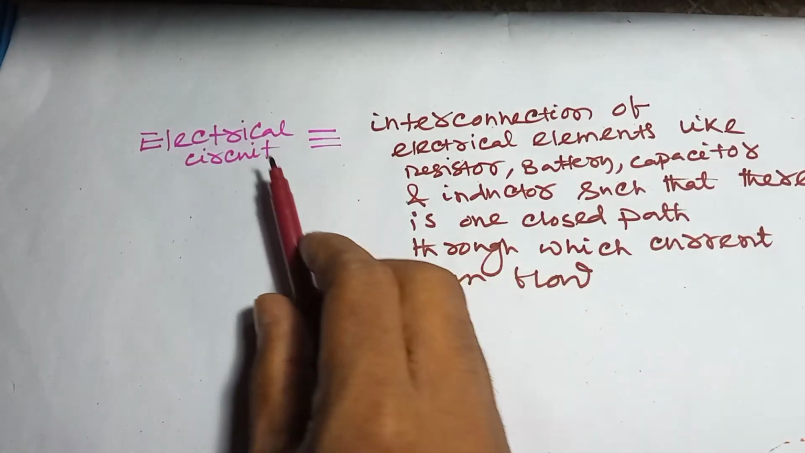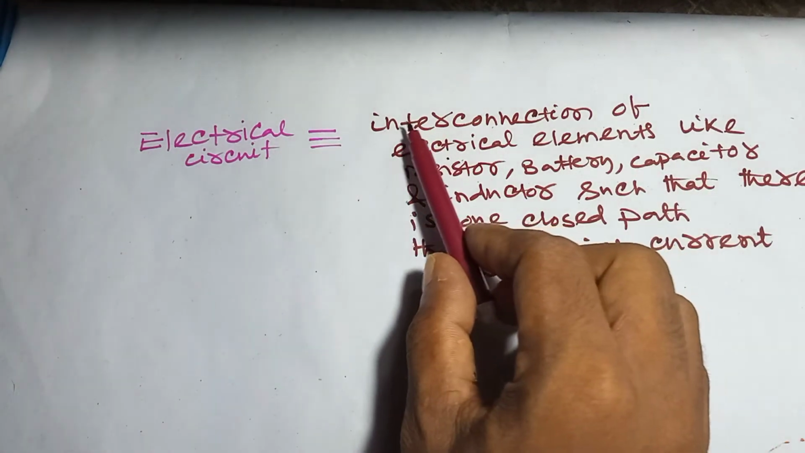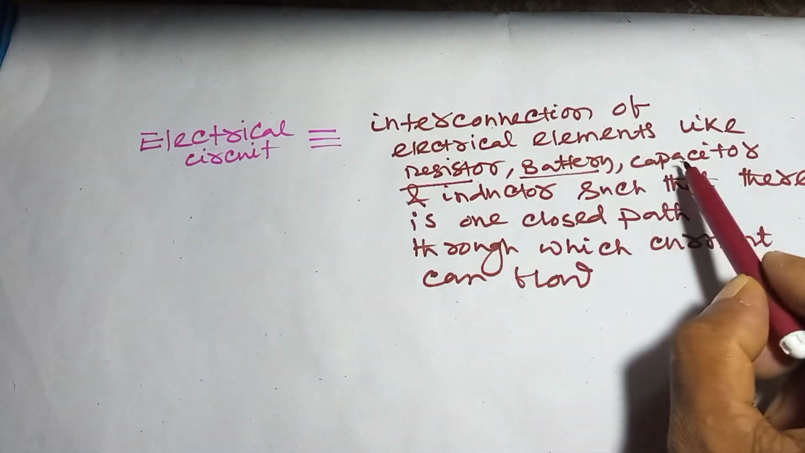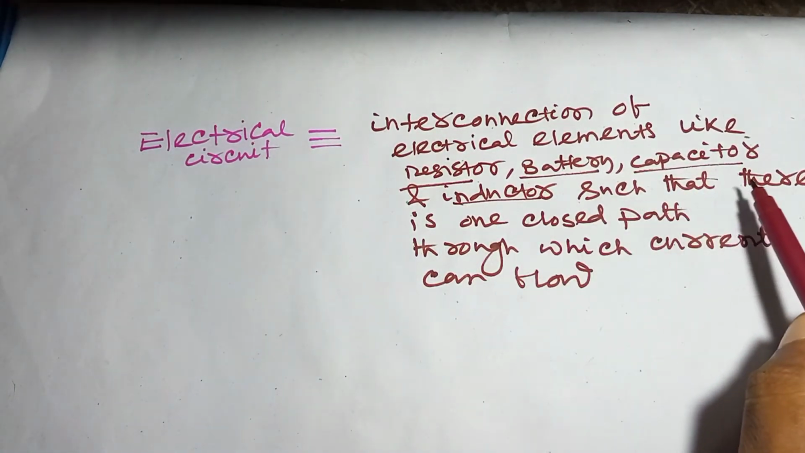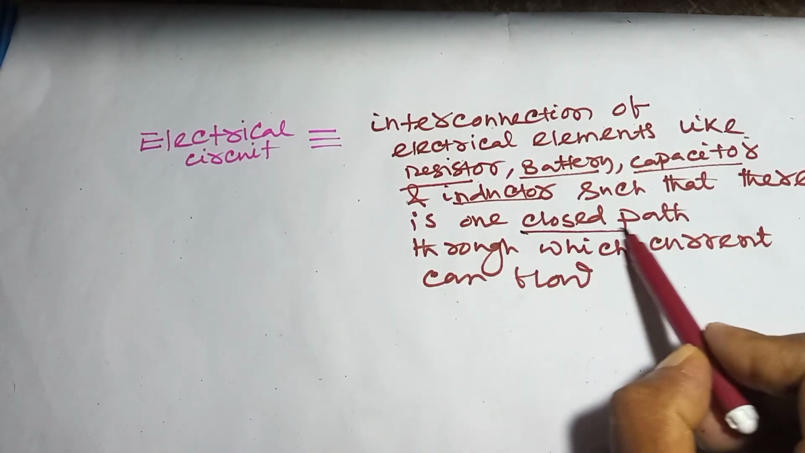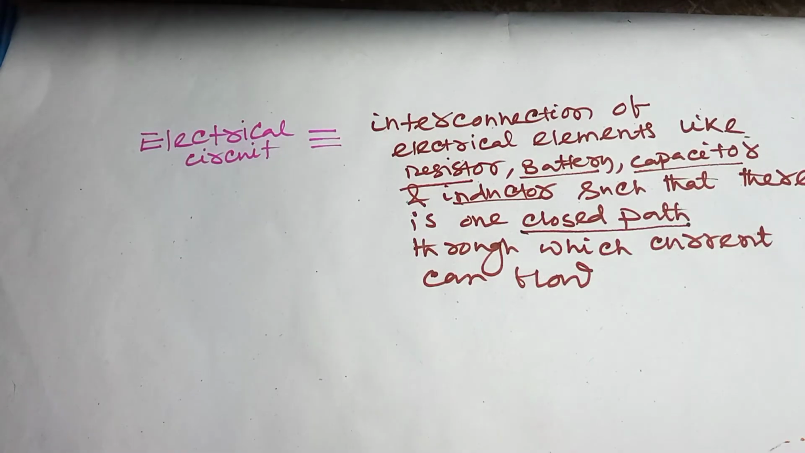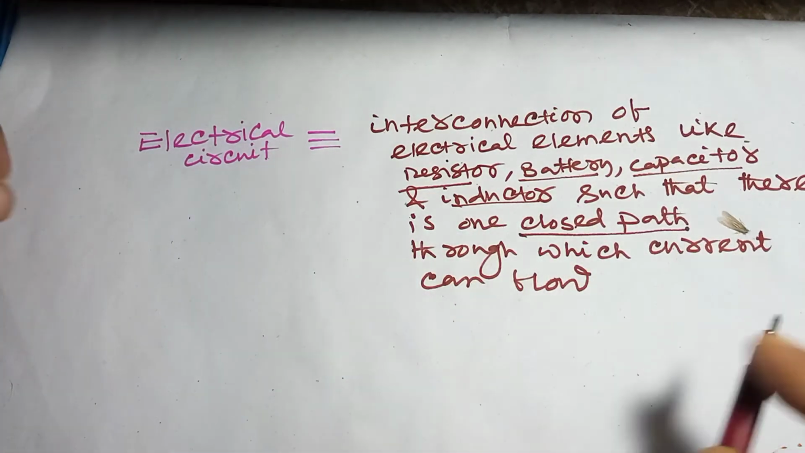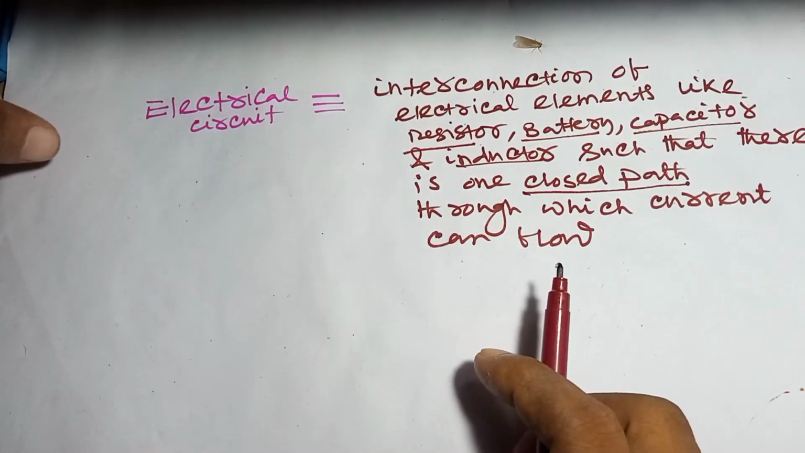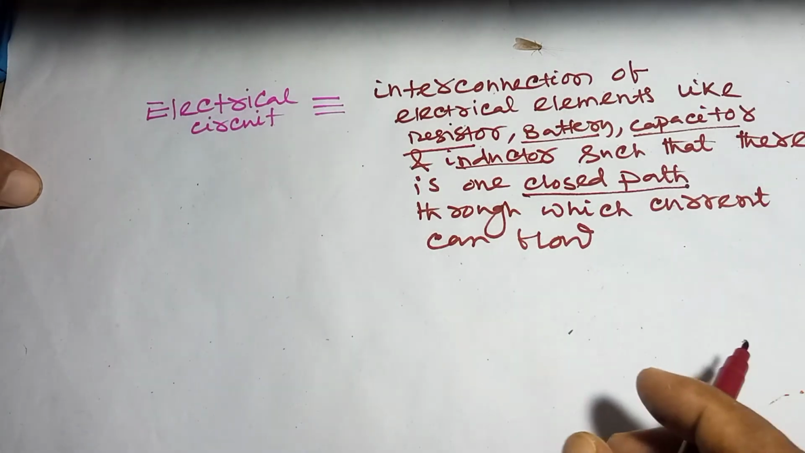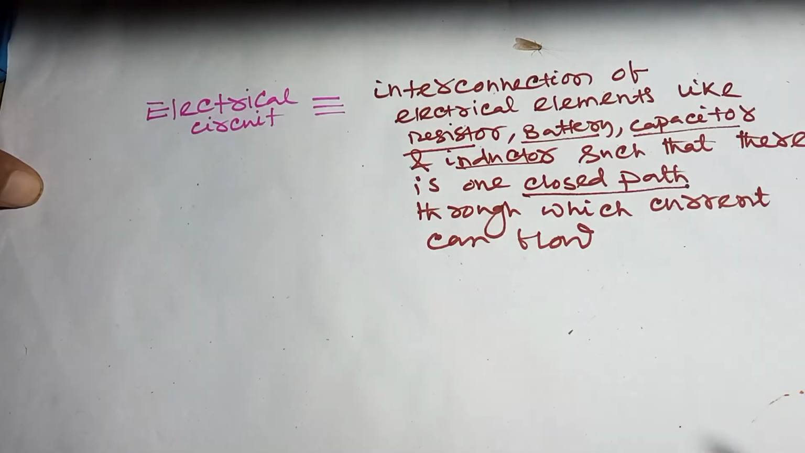So this is the definition of electrical circuit. It is basically the interconnection of electrical elements like resistor, battery, capacitor, inductor, such that there is at least one closed path through which current can flow. All right, so that will be an electrical circuit. So let's see how to write down the basic equations for some of the electrical circuit elements like resistor, capacitor and inductor.